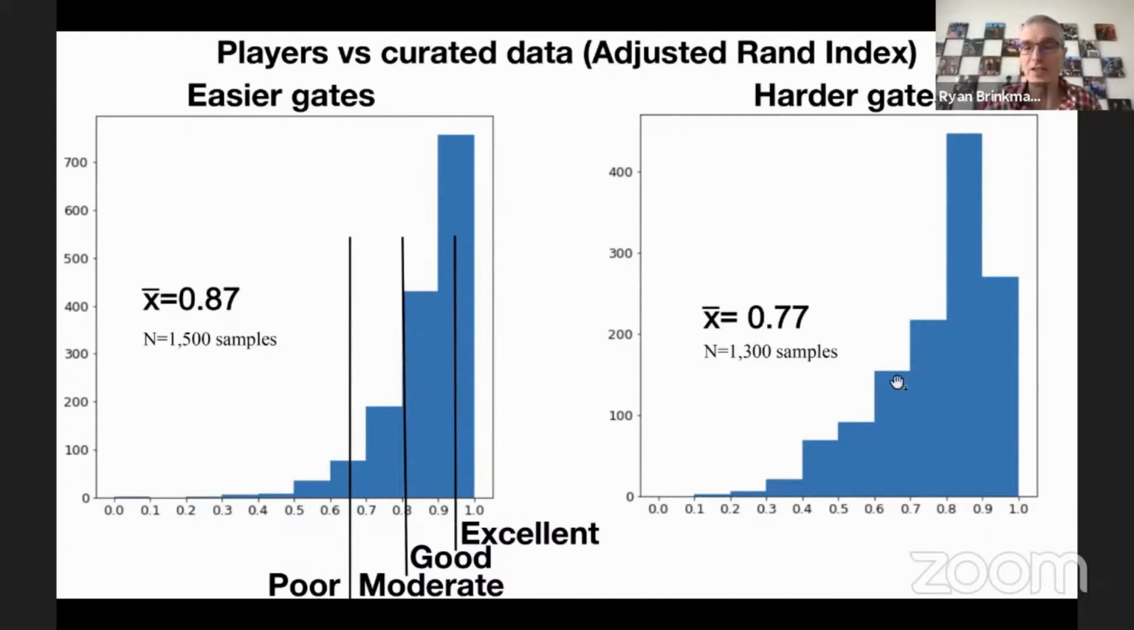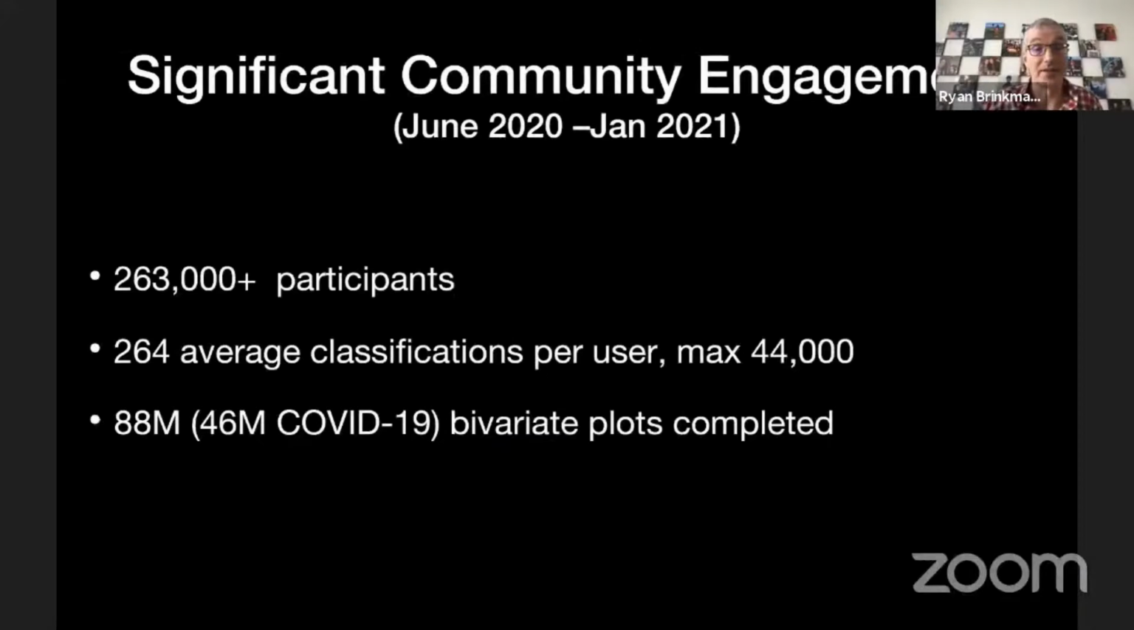And then on some harder gates, this is the distribution again. It's not as good. Harder gates are harder to gate. That's why they're called hard. But again, we've seen what some of the challenges people have, and we're rolling out better visualizations now to target them and to give them better instructions so that they're going to do a better job at the end.